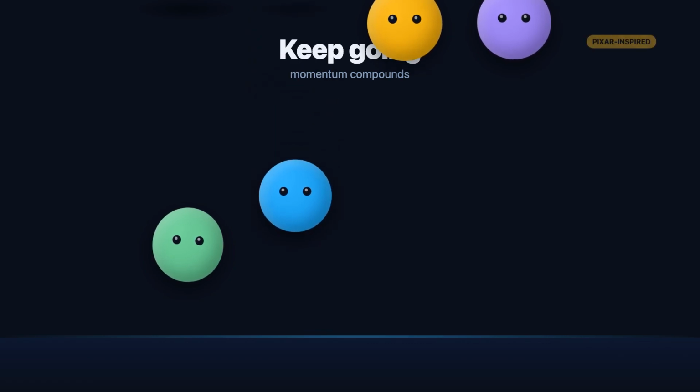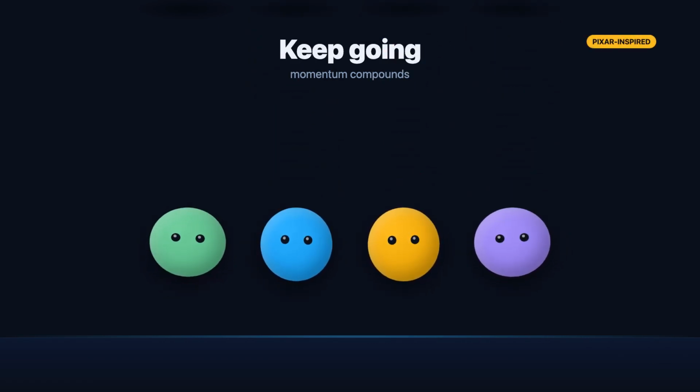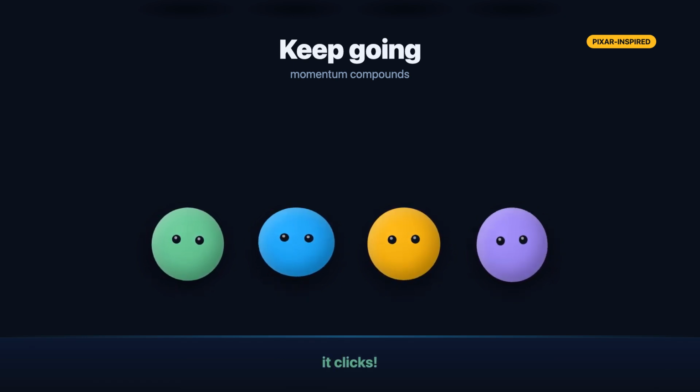Each small win makes the next one easier, and soon the shapes of your mind start to move on their own, just like these. Keep going past the dip, and one morning you will sit down and realize it just clicked.